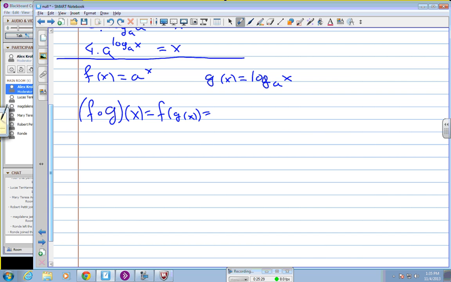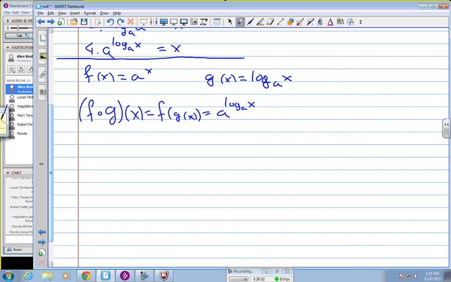That's f of g. This is the composition symbol. Remember that? You might have missed that day. It will be a raised to whatever we're putting inside. So it's a to the power log base a of x. So it does look like property 4 when I actually do the composition.